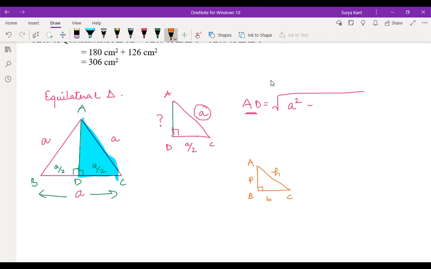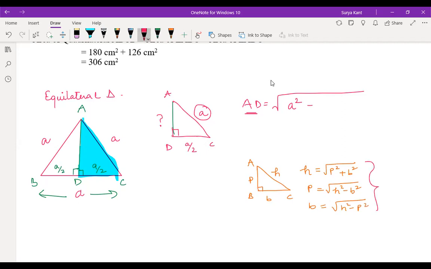Which is the longest side in this triangle? H. If you're finding H, it should be root over the sum of the squares of both sides, P square plus B square. If you're finding P, the P should be root over H square minus B square. And B is equal to root over H square minus P square. These three formulas just keep in your mind.